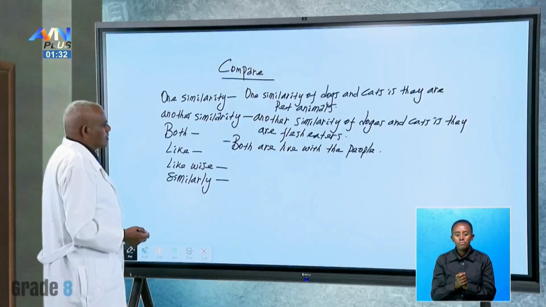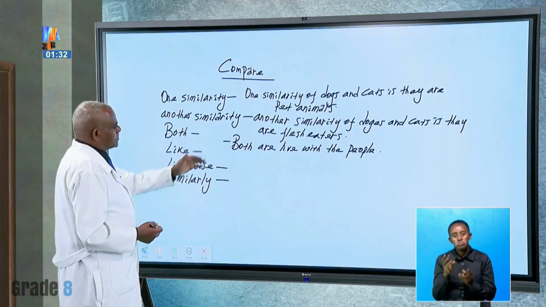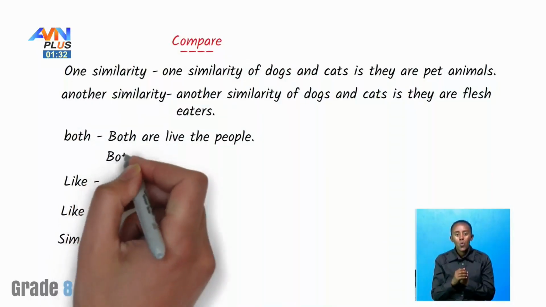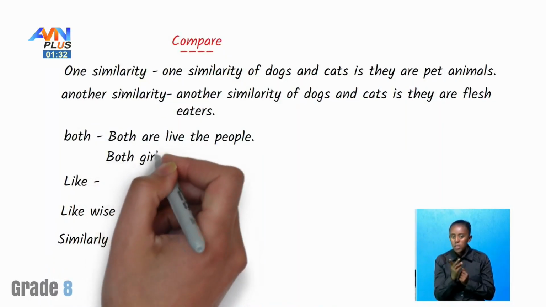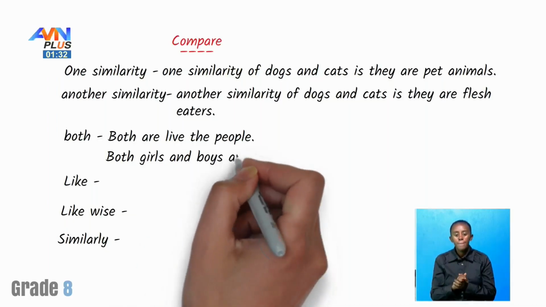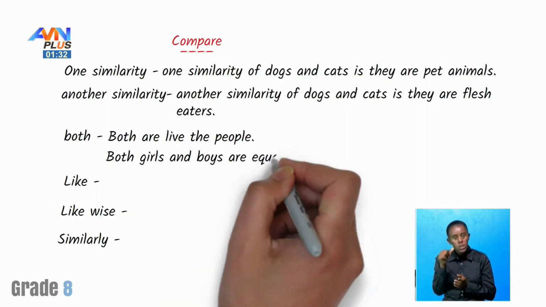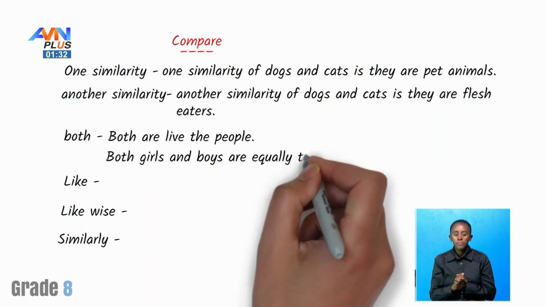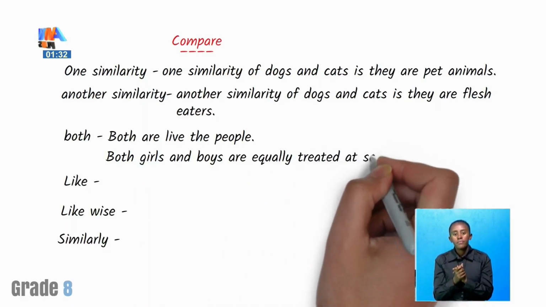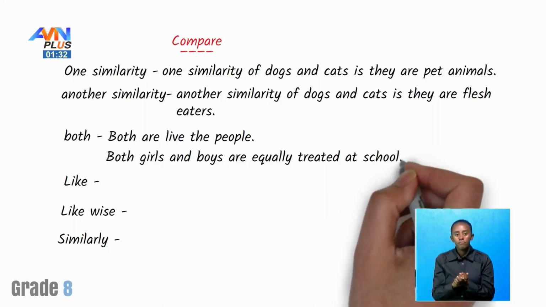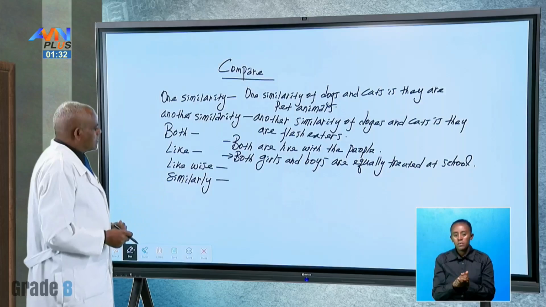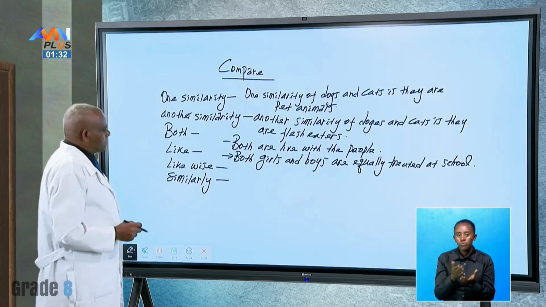Okay? I would like to add some other examples with the context of boys, girls, and both girls and boys are equally treated at school. This is another one. It's not necessary to make one sentence on it, right? Good.